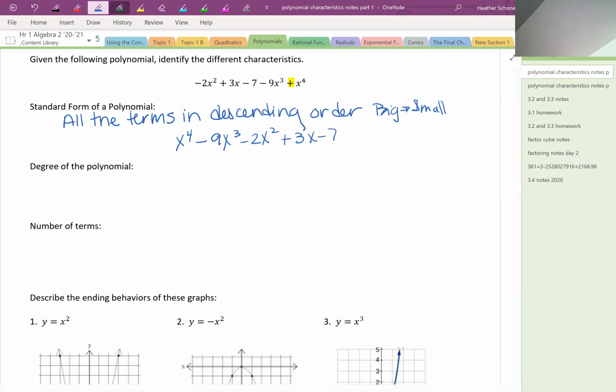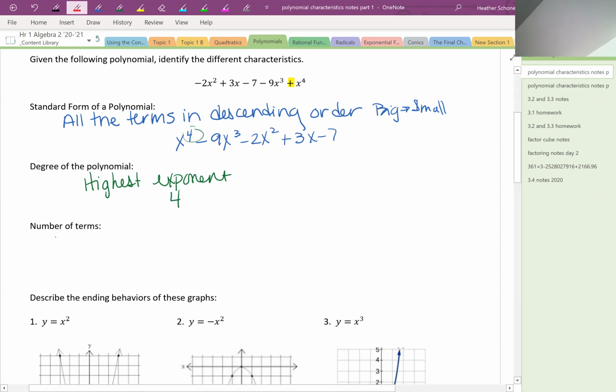The degree of the polynomial is the highest exponent. So on this one, the highest exponent is 4, so 4 is the degree of the polynomial. The number of terms are separated by plus and minus signs. So on this one, it's got 1, 2, 3, 4, 5 terms.